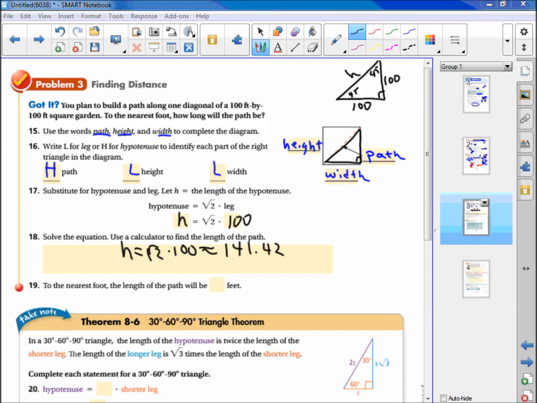All right, so to the nearest foot, what is the length of the path going to be? So this 4 will not make my nearest foot get bigger. So the length of our path is going to be 141 feet.